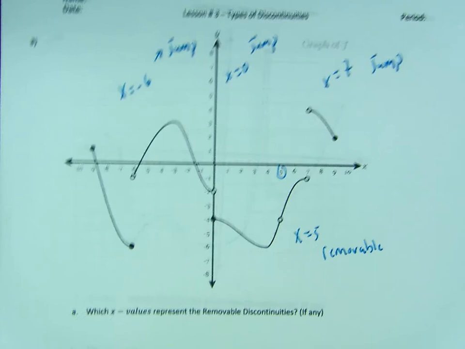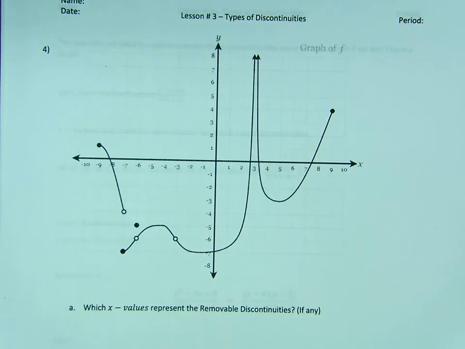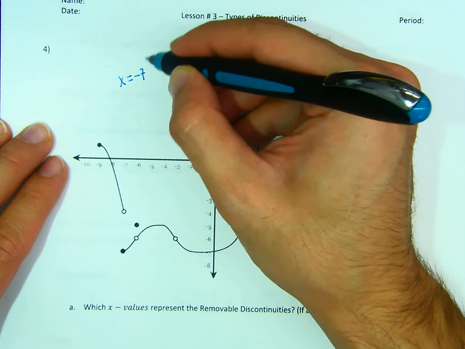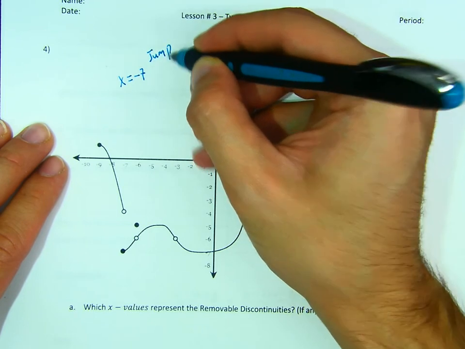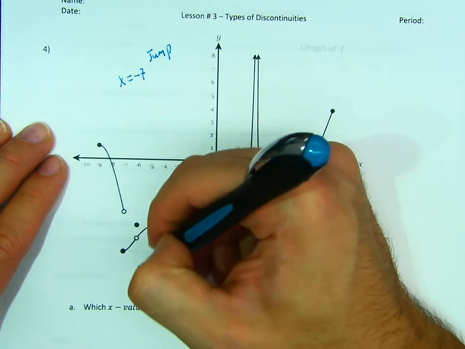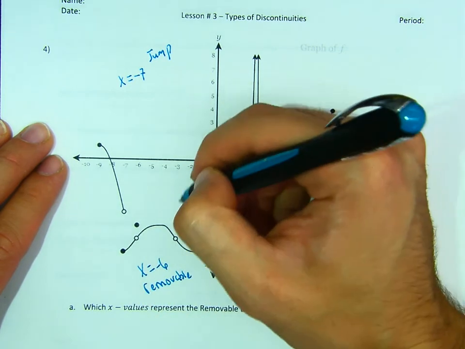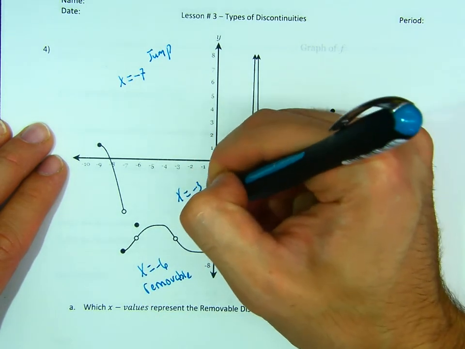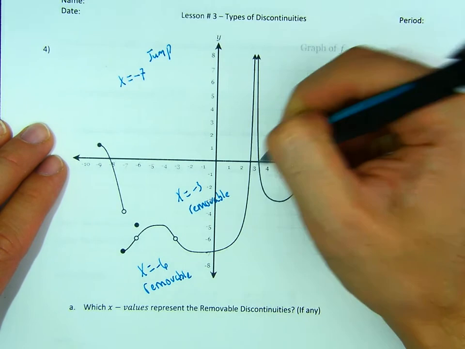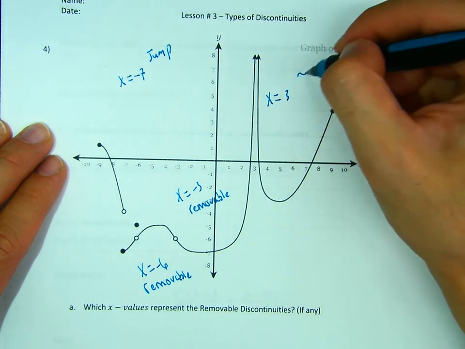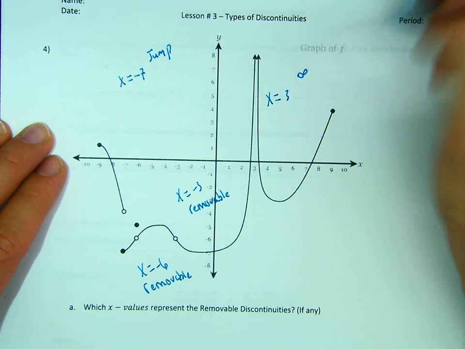All right. Let's see the next one, question 4 here. At x equals -7, we have a jump. At x equals -6, we have a removable. At x equals -3, we have a removable. At x equals 3, we have an infinite discontinuity, and then here we're good.